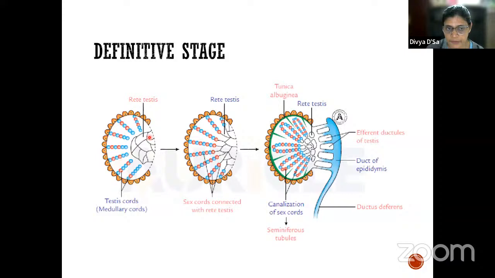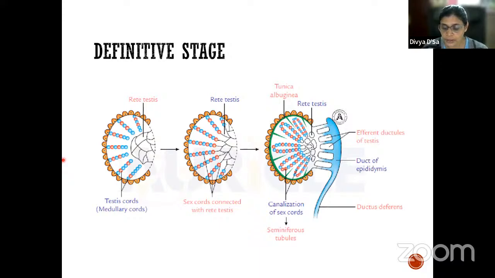So first we see how the development of testis happens. If the embryo is genetically male, that is, the primordial germ cells are carrying the XY chromosome, then as we discussed earlier, the Y chromosome will have the SRY gene. And what will that SRY gene do? It will encode for the protein, the testis determining factor.